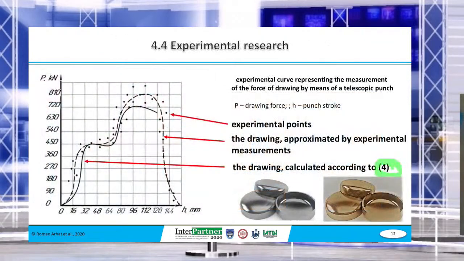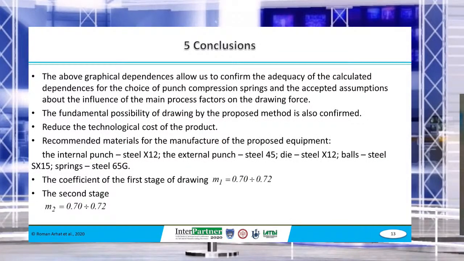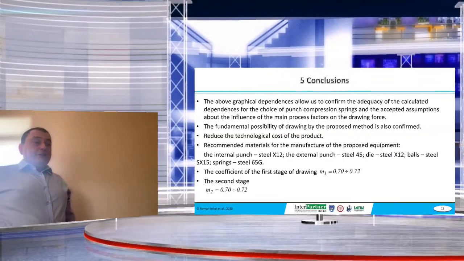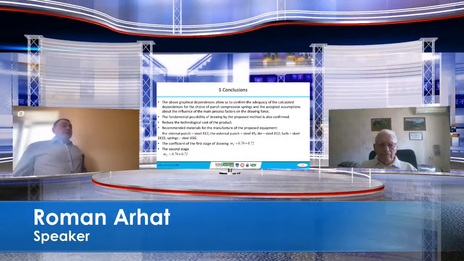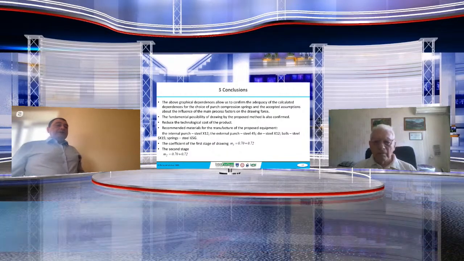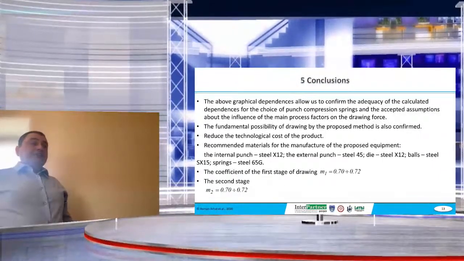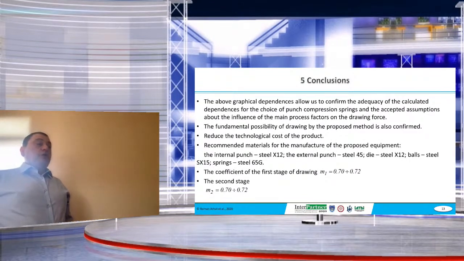The presented method of drawing a cylindrical semi-finished product without a fixing ring contributes to the intensification of this shaping operation. It is based on a detailed analysis of existing techniques for improving this process and takes into account almost all technological parameters of shaping. The above graphical dependencies allow us to confirm the adequacy of the calculated dependencies for the choice of punch, compression springs, and the accepted assumption about the influence of the main process factors on the drawing force. The fundamental possibility of drawing by the proposed method is also confirmed.